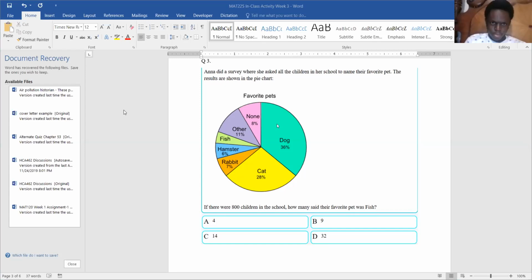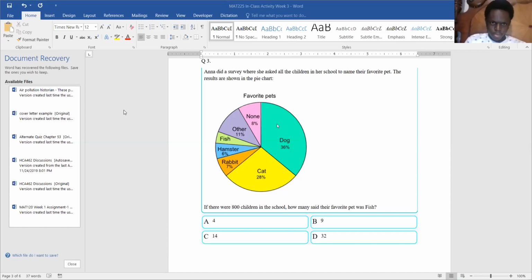If there were 800 children in a school, how many said their favorite pet was a fish? So it's very simple, guys. It's the fish, the one without a percent. So you just have to figure out the percent. Well, if you're looking at the 7 or the 6, I would say it's 3 or 4.